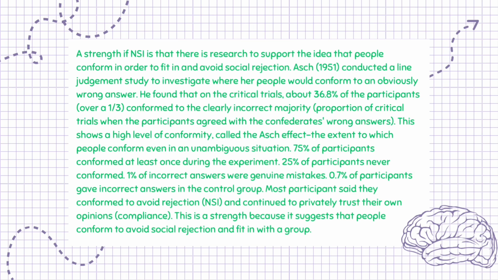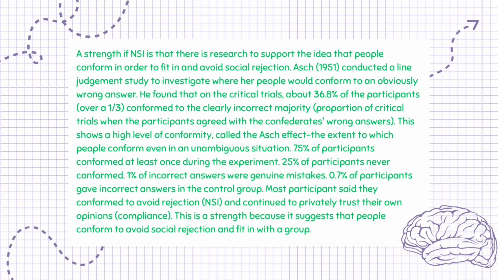A strength of NSI is that there is research to support the idea that people conform in order to fit in and avoid social rejection. Asch, 1951, conducted a line judgment study to investigate whether people would conform to an obviously wrong answer. He found that on the critical trials, about 36.8% of the participants, over a third, conformed to the clearly incorrect majority, that is, they agreed with the confederates' wrong answers.